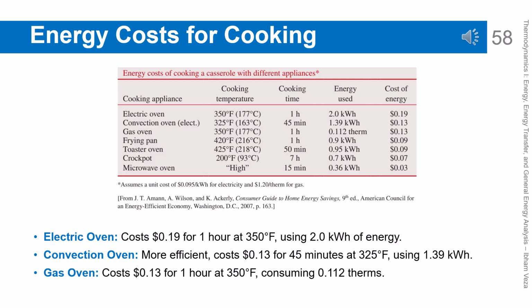These differences come from efficiency and heat transfer mechanisms. The microwave shows the lowest cost because it heats the food directly. This example shows that efficiency directly affects operating cost. Technology choice influences household energy consumption.